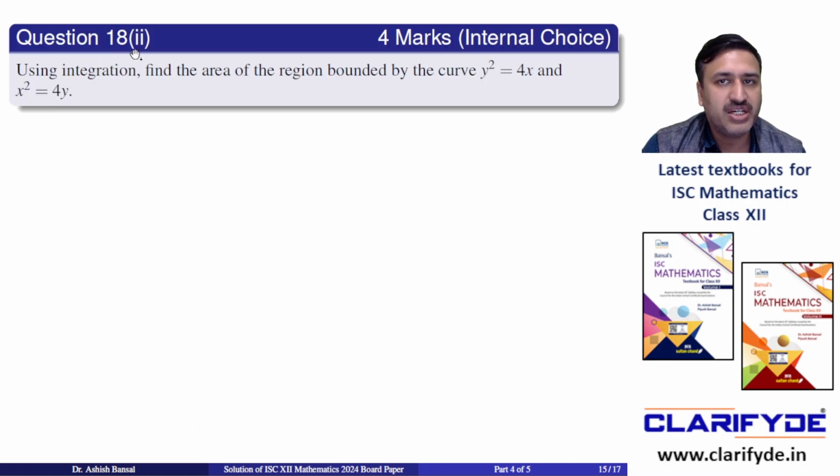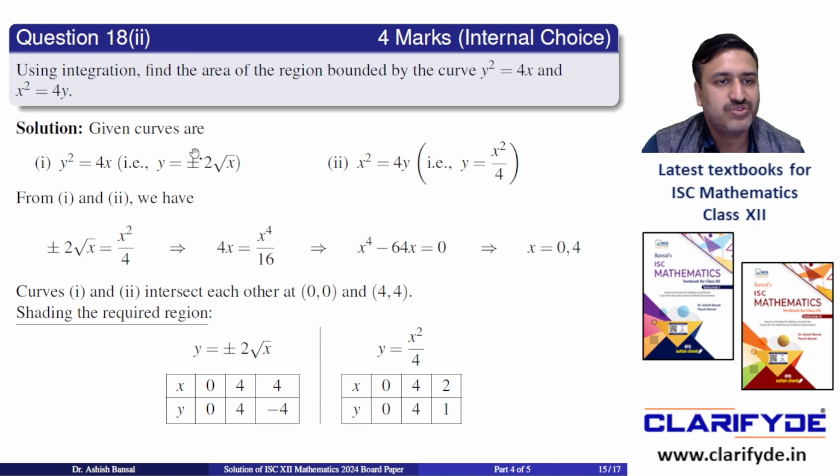Question number 18, second part. Using integration, find the area of the region bounded by the curve y squared equal to 4x and x squared equal to 4y. So these are the given curves. The first curve is y equal to plus minus 2 root x, second is y equal to x squared by 4. Now, if we compare the two equations, we get x as 0, 4.